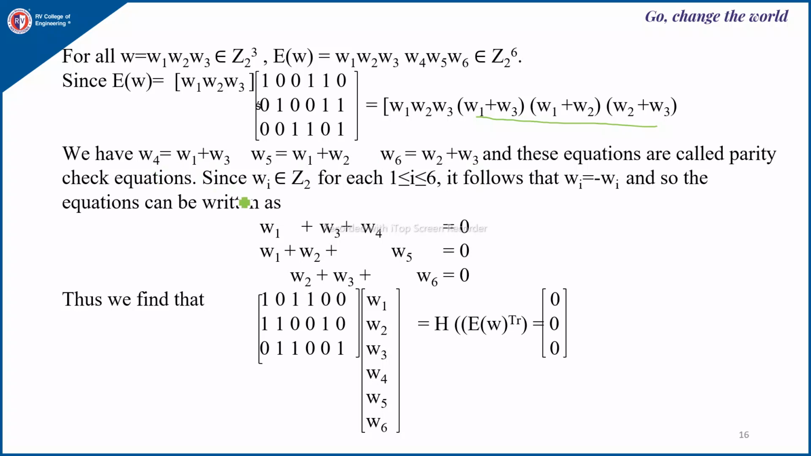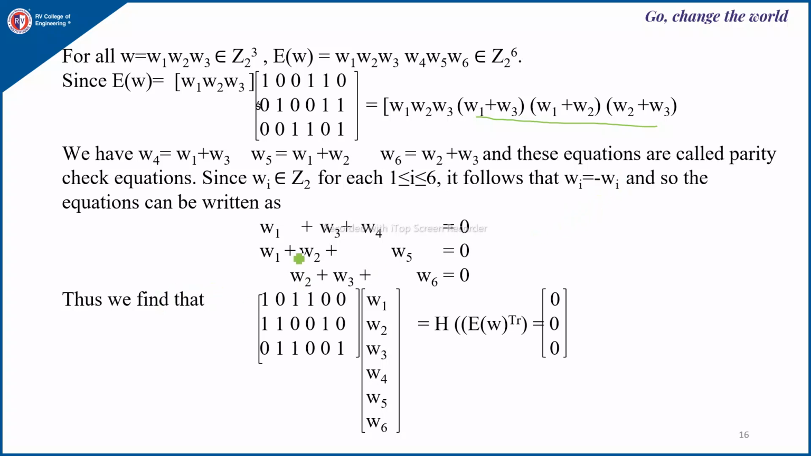So w4 equals w1 plus w3, w5 equals w1 plus w2, w6 equals w2 plus w3. These are called parity check equations, and we know that in Z2, wi is equal to minus wi. Therefore, we can write each of these equations as w1 plus w3 plus w4 equal to 0, then w1 plus w2 plus w5 equals 0, and w2 plus w3 plus w6 is equal to 0. This I can write only because in binary wi is equal to minus wi.